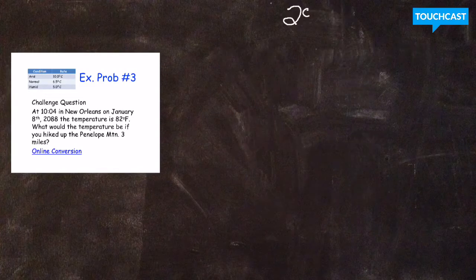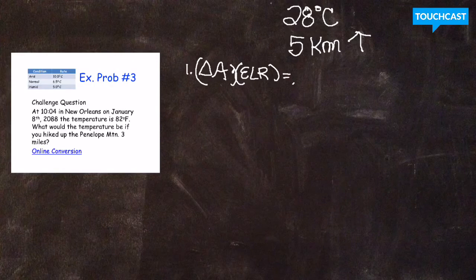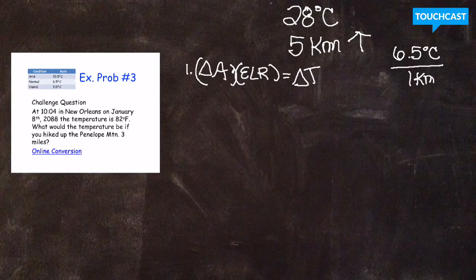So we start at 28 degrees Celsius in New Orleans. We're going to go up 5 kilometers. And so now we're ready to do our problem. Remember step 1, write your equation. So we're going to write the change in altitude times the environmental lapse rate equals the change in temperature. And we're going to assume that it's the normal environmental lapse rate of 6.5 degrees Celsius change for 1 kilometer.